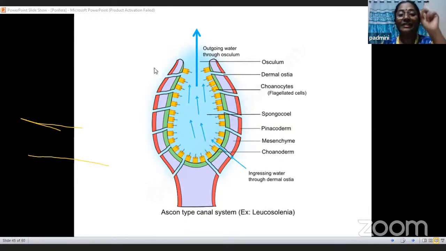They just have a simple dermal ostia. The water comes inside through the dermal ostia, and the conocytes are present in the conoderm layer. The conocytes capture the food, and diffusion of oxygen also occurs there, and whatever waste matter is there is excreted with the help of the movement of the flagella done by these conocytes. So that is a simple asconoid type of canal system.